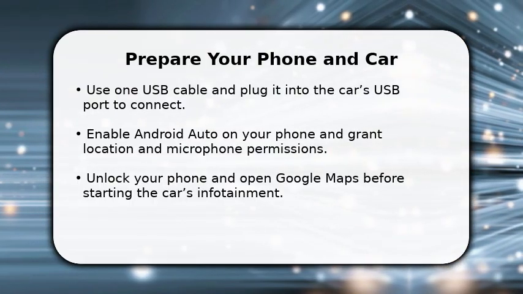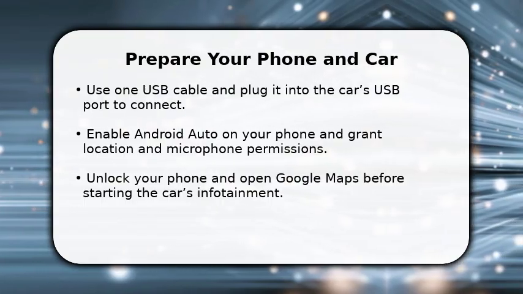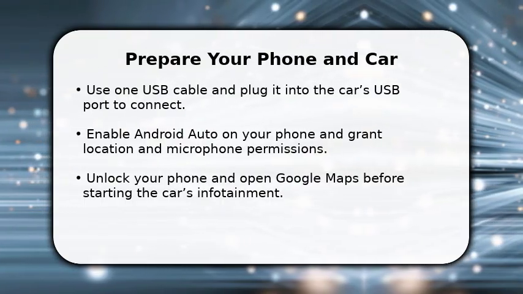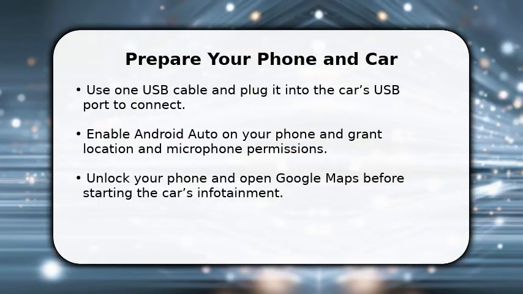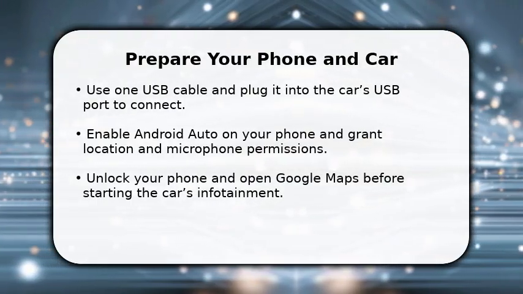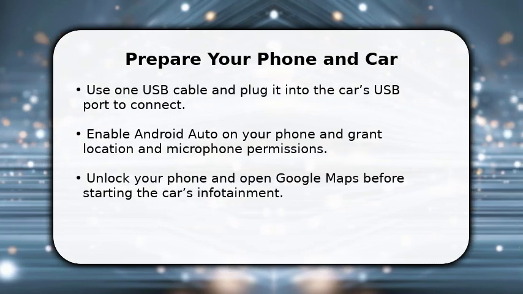Unlock your phone and open Google Maps before starting the car's infotainment. Keep your phone on the passenger seat and avoid touching it while driving for safety. If Android Auto does not appear, restart the infotainment and reconnect the cable.